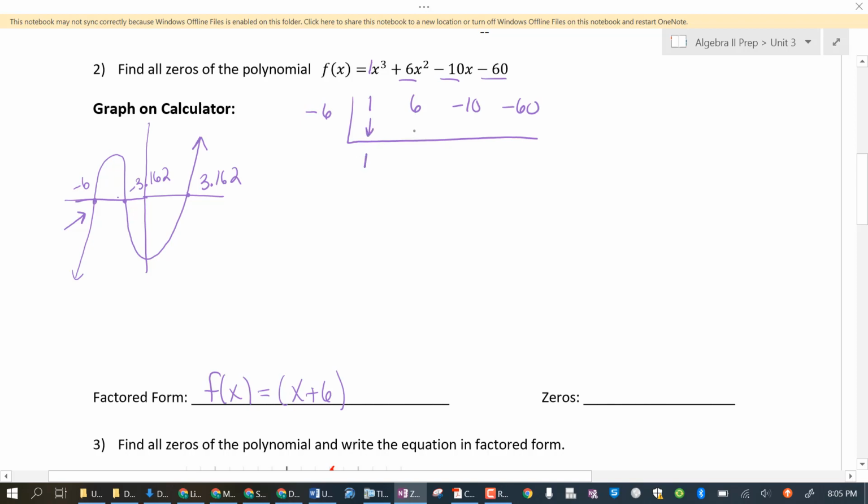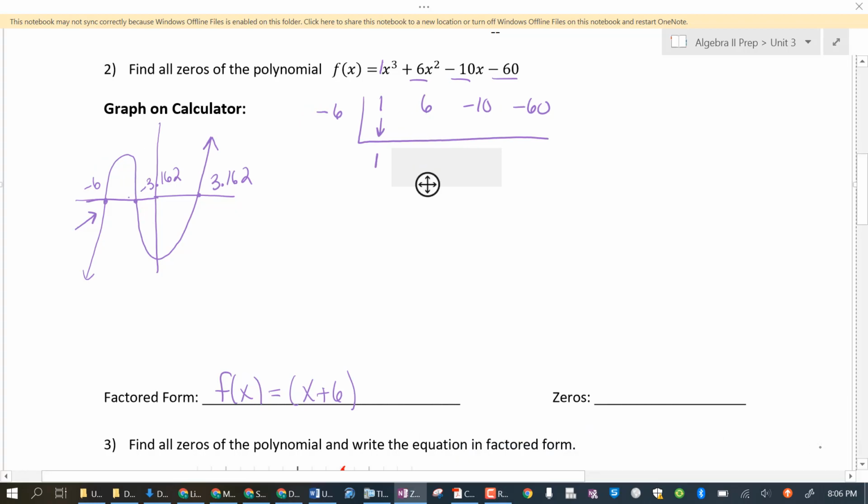Then I'm going to do 1 times -6 to get -6. So 6 plus -6 is 0. 0 times -6 is 0. -10 plus 0 is -10. Then I'm going to do -6 times -10, which is positive 60, and so that'll give me a remainder of 0. So remember, this is my constant, this is my x, and this is my x squared. So that's going to give me a polynomial of x squared plus 0x minus 10.